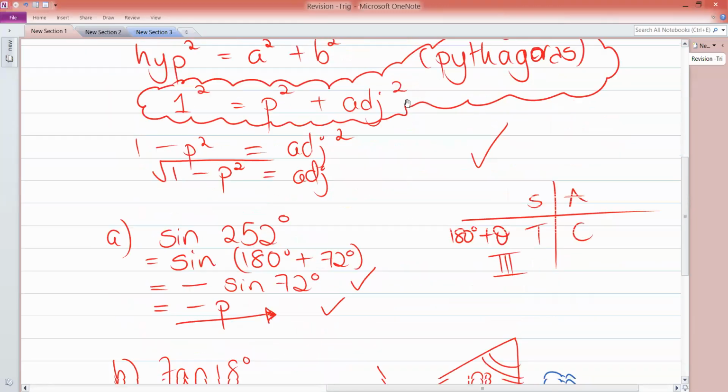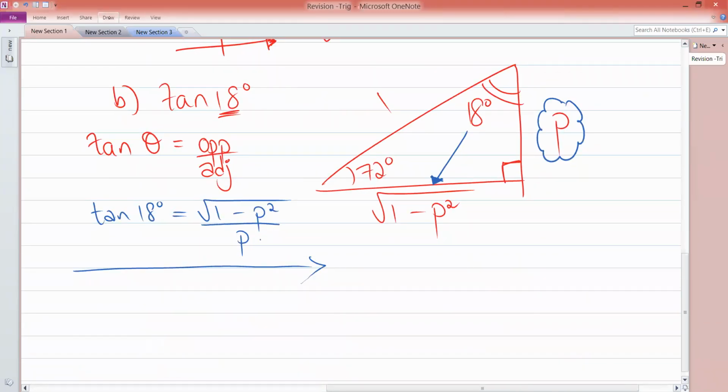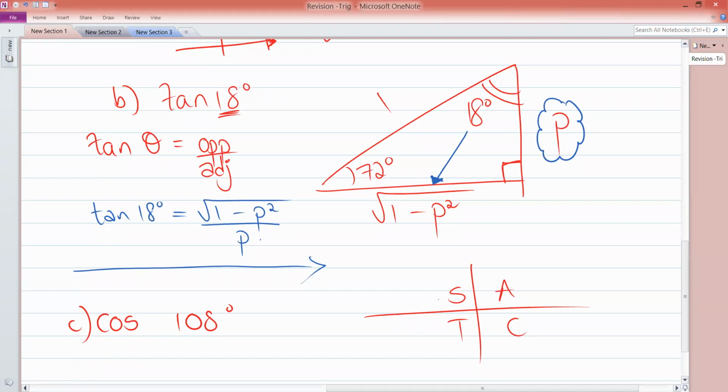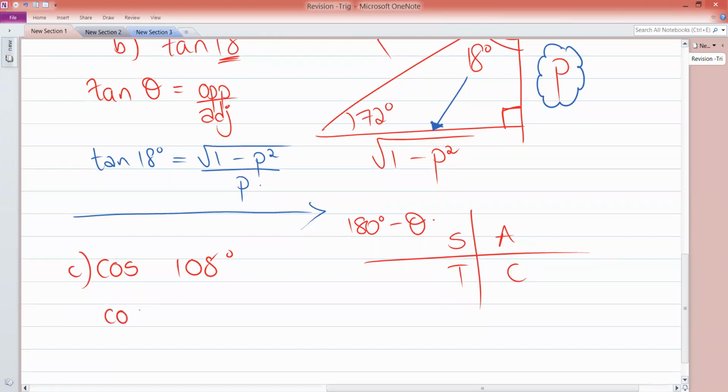Then C is cos 108. So we want to get cos 108 degrees. Where is it positioned on your quadrant? Second quadrant. Perfect. So if it's in the second quadrant, that means we're dealing with 180 minus theta. So what have they done here? What did they do? They said 180 minus what to give us 108?